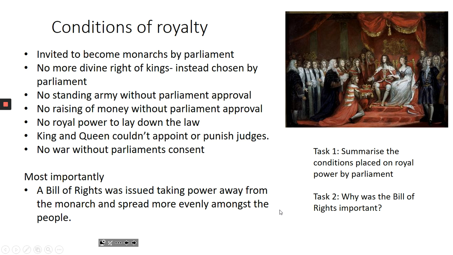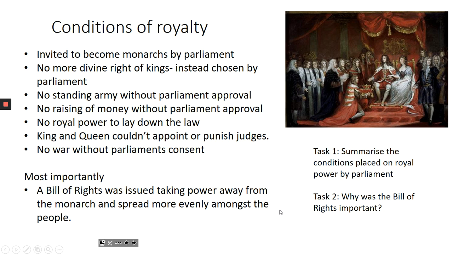So let's have a look at those conditions in a bit more detail. So obviously the monarchs were invited by Parliament, so Parliament chose the monarchs. The government ended the divine right of kings and instead decided that the monarch would be chosen by Parliament. It would allow them to get rid of them if they wanted to.